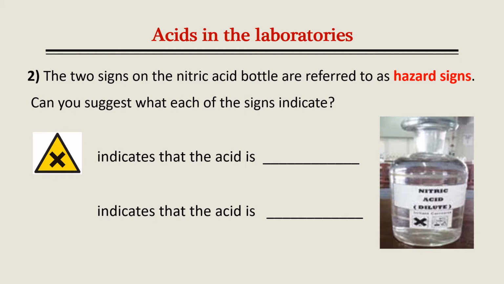In fact, this sign indicates that the acid is an irritant. The second sign indicates that the acid is corrosive. So, from this we can deduce that the nitric acid is an irritant and it is corrosive.